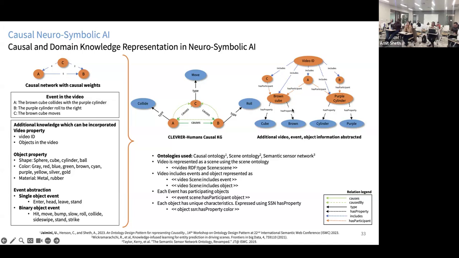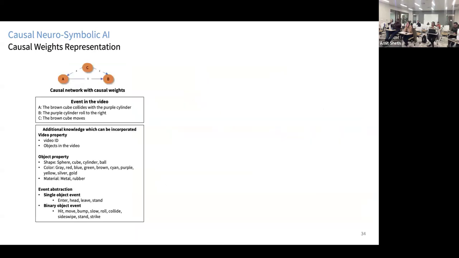And we used a couple of ontologies, some of which were developed at the AI Institute. So we have a causal ontology developed in the AI Institute, and we used a scene ontology, which is also developed by one of my colleagues, to come up with this knowledge graph here. Just for the sake of time, I'm skipping the knowledge graphs, but you can always ask me a question at the end of the talk.